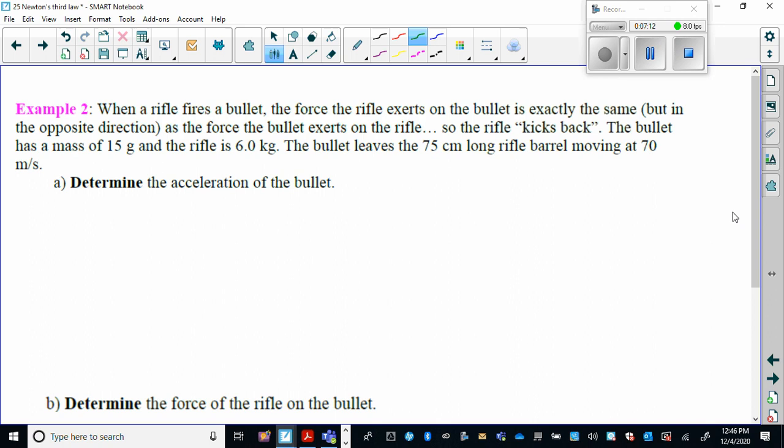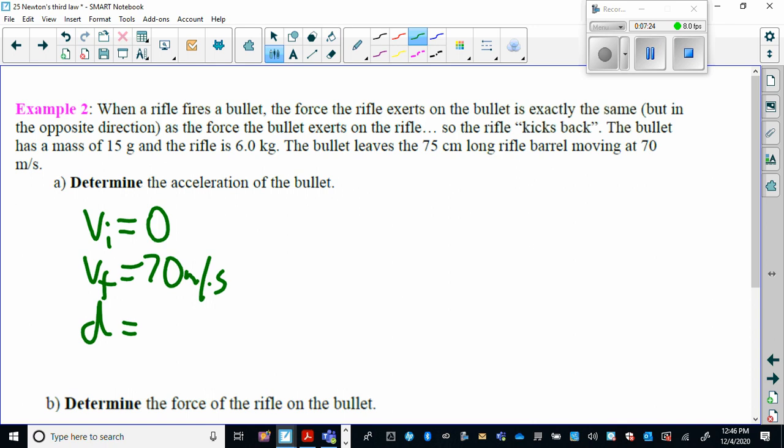How are we going to do that? Well, we have the initial velocity. This is back to kinematics. The initial velocity, we have the final velocity, 70 meters per second. We have the displacement, 0.75. Therefore, we can find the acceleration using kinematics. Because just remember that for a rifle, the acceleration of the bullet all occurs within the barrel of the rifle. Longer barrel means greater acceleration.